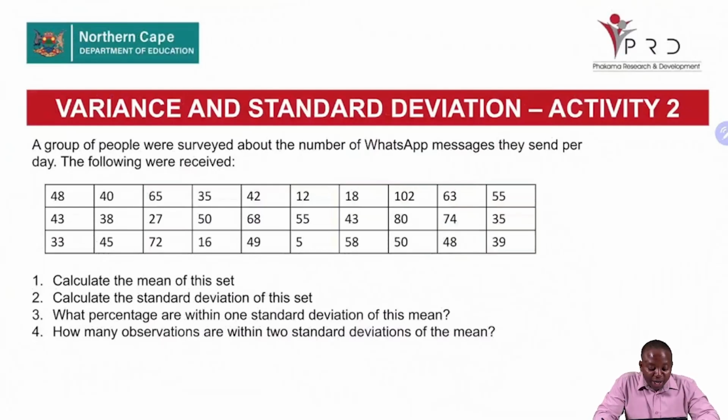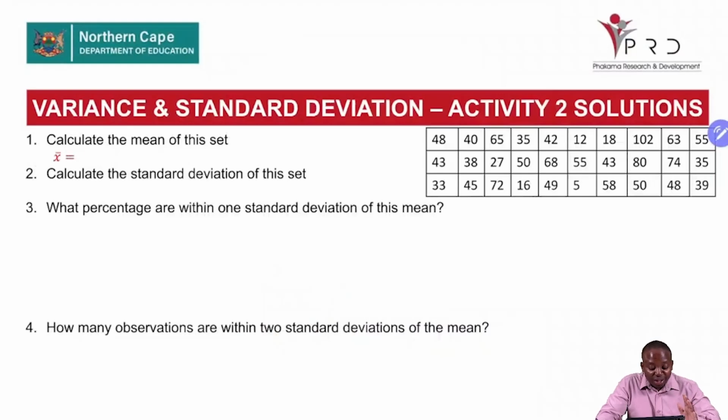Right, welcome back, grade 12s. Now, let us discuss the solutions to this activity. The activity reads: a group of people were surveyed about the number of WhatsApp messages they sent per day. The following were received. So we have the number of messages. Calculate the mean and standard deviation. What is the percentage within one standard deviation, and how many observations are within the two standard deviations? So the keywords here are within and outside.